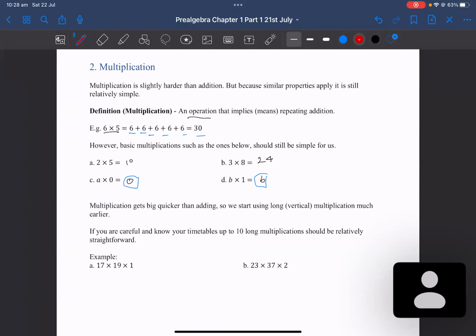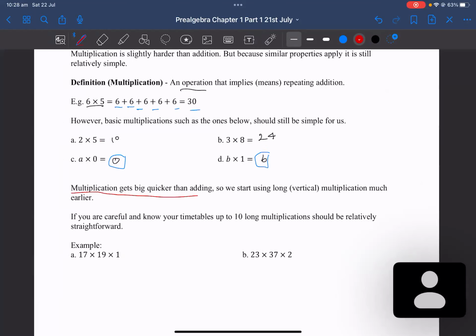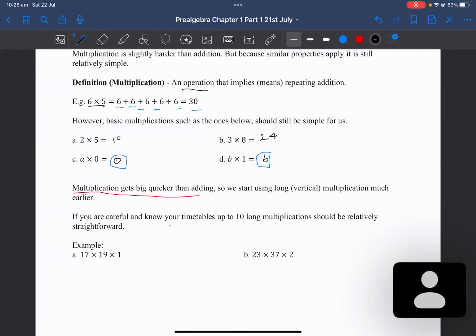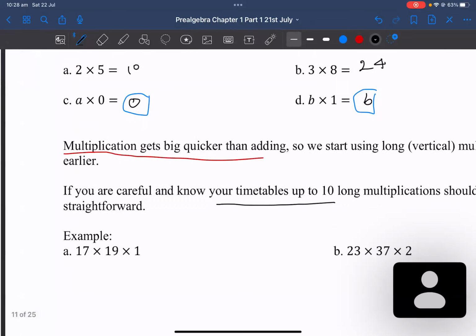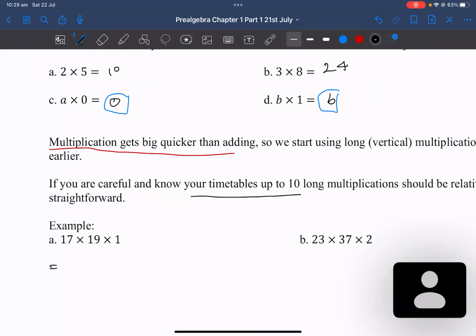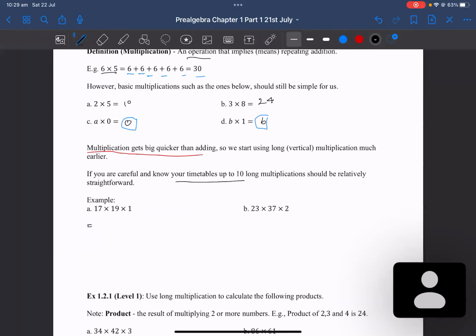But multiplication gets bigger quicker than addition, so we need to start using long multiplication or vertical multiplication much earlier, with smaller numbers. You still have to be careful, and you need to know your timetables up to 10 by 10. Long multiplication is pretty straightforward, you just have to be careful and not make silly mistakes. So let's do an example.